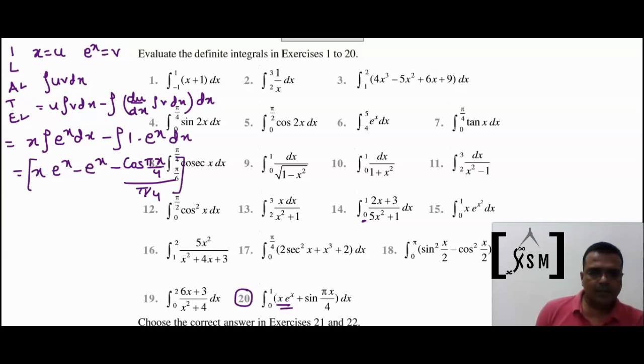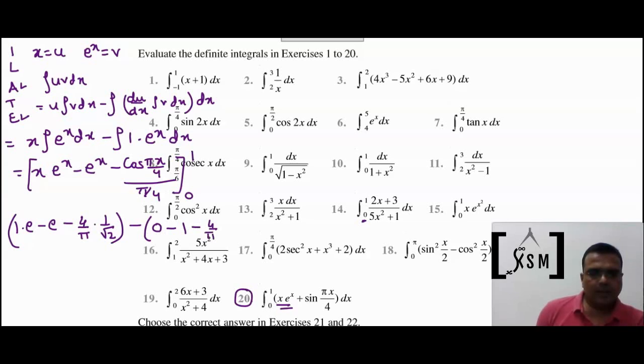So first we apply the upper limit. So see, 1 times e, minus e, minus cos pi over 4, which is what? 1 over root 2. So let me bring 4 over pi first, and the cos pi over 4 value is 1 over root 2. So that is the upper limit plugged in. Minus the lower limit value we'll plug in now. So when I plug 0 into the first part, it is 0 minus e to the power 0, which would be 1, minus 4 over pi, and cos 0 value is 1, right?